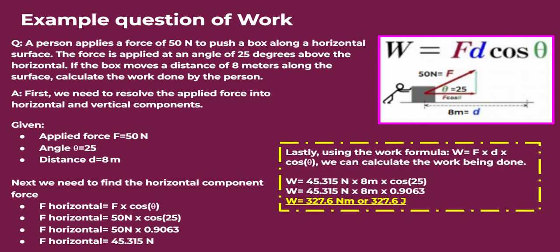With that, you can now use the actual work formula, which, like we said before, is F times D times cosine theta. You plug everything in. It should be 45.315 newtons times 8 meters times cosine 25. Once you put that in, your answer should be 327.6 newton meters or 327.6 joules.